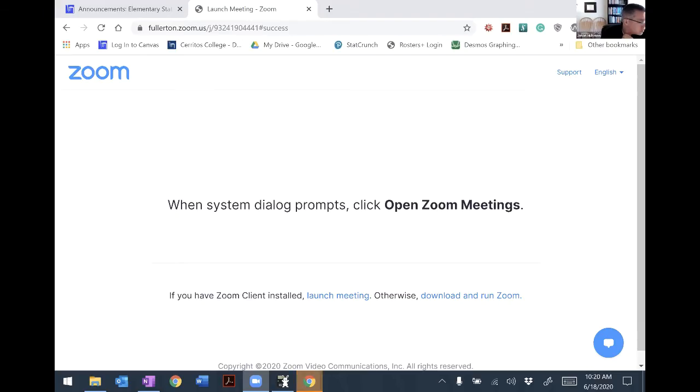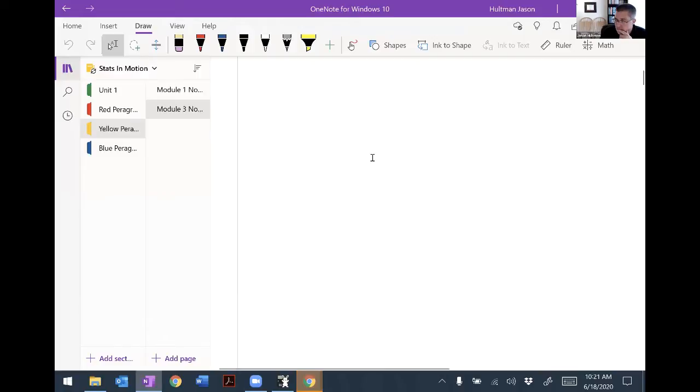Okay, good, perfect, yay. Okay, let's go ahead and get started. So I want to go through mean, median, mode, range, and standard deviation today. So let me share my screen real quick.